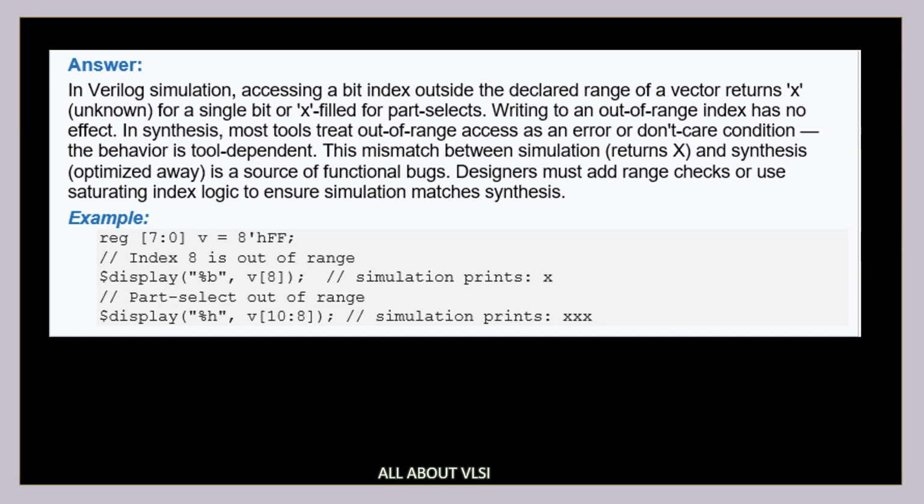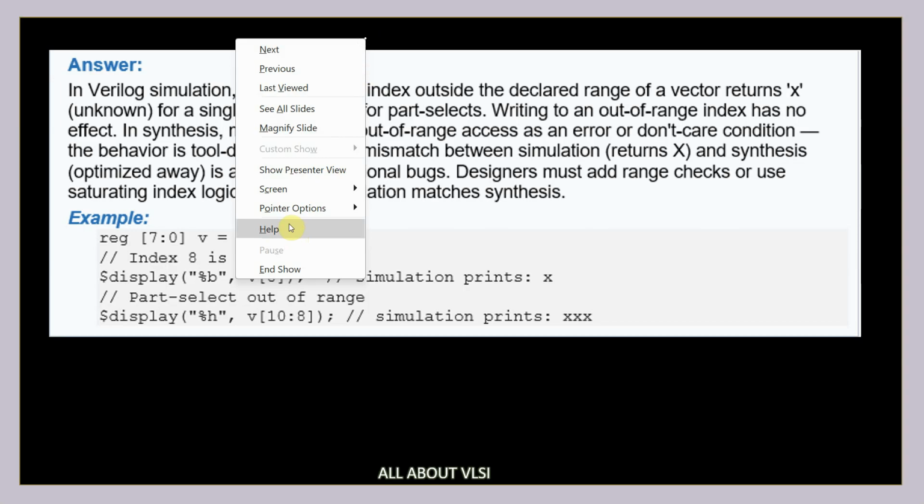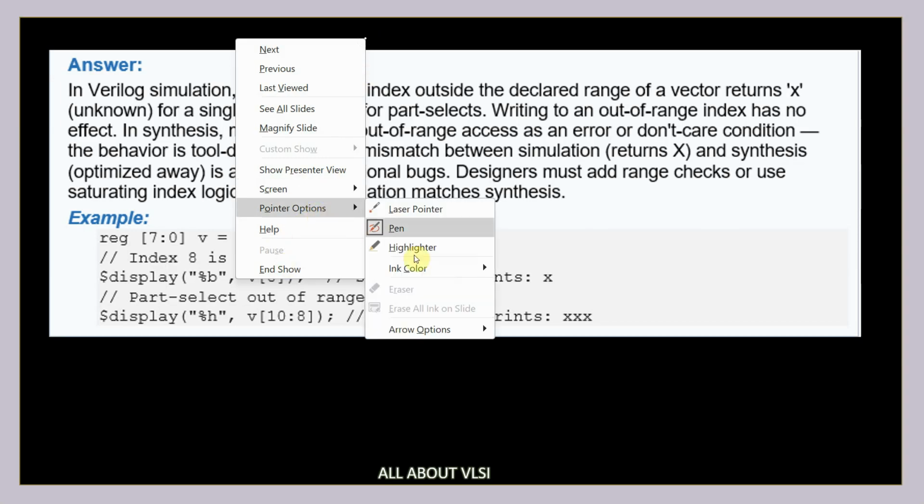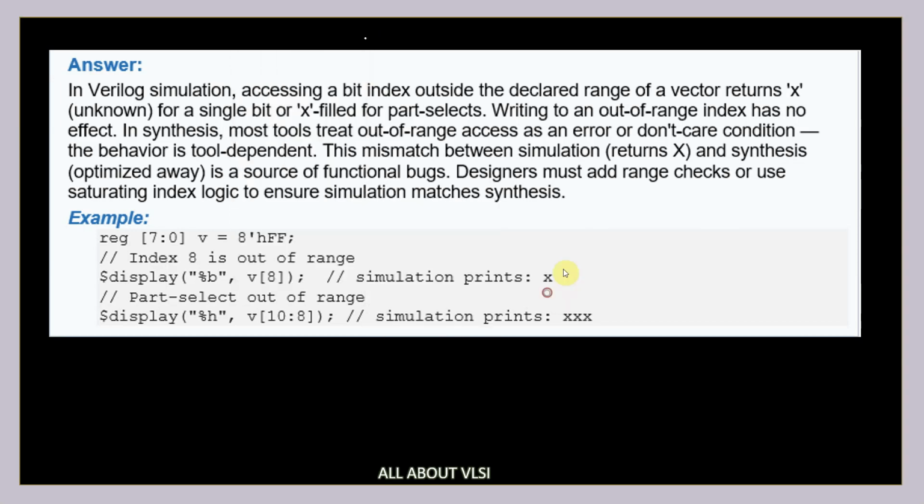So basically, in Verilog simulation, accessing a bit index that is outside the declared range of a vector is going to return x. It returns x for a single bit, or x-filled values for part selects. For example, if I declare a vector as reg [7:0] v = 8'hFF, this is nothing but an 8-bit vector of all ones, 1111 1111.